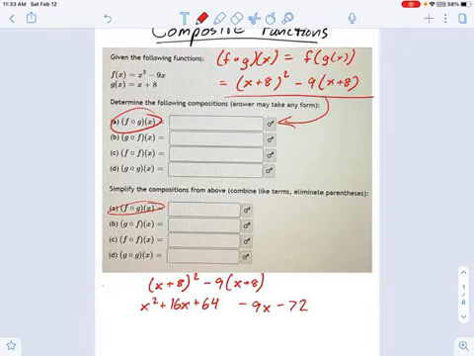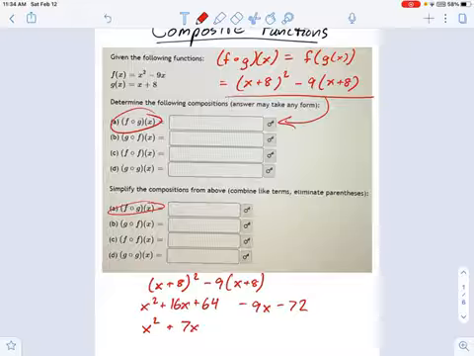So now we combine like terms, and I say, okay, that's x squared. I've got 16x minus 9x. That's going to be plus 7x. And then 64 minus 72, probably minus 8. So that's what would go down here: x squared plus 7x minus 8. All the terms are combined as much as I can. There's no more parentheses, etc. Okay, so that's the idea.